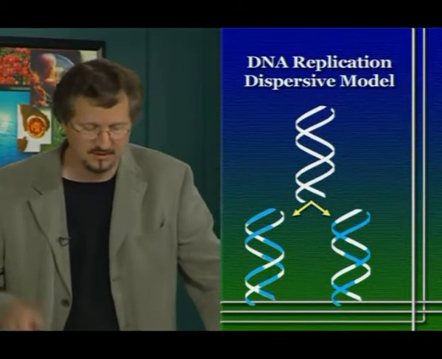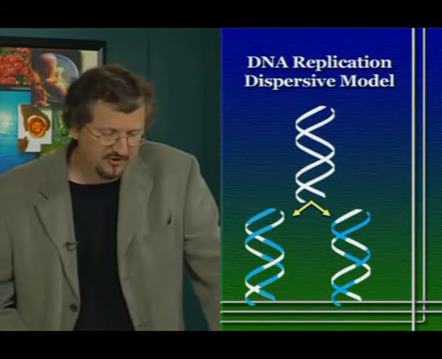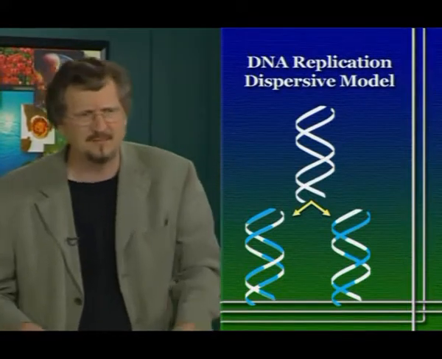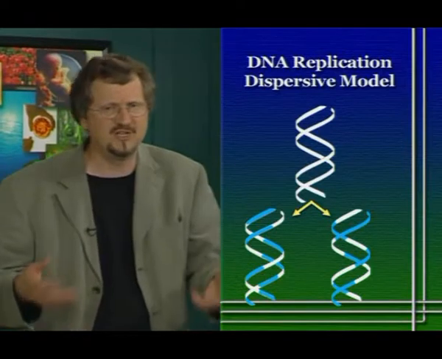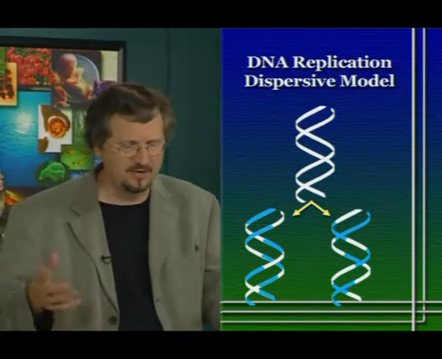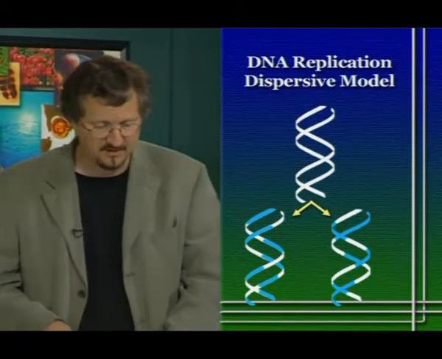It just happened to be a double helix. This alternative was called the dispersive model. It was called dispersive, obviously, because the DNA in the original helix that's copied just becomes dispersed and incorporated wherever in the new copies that are created.